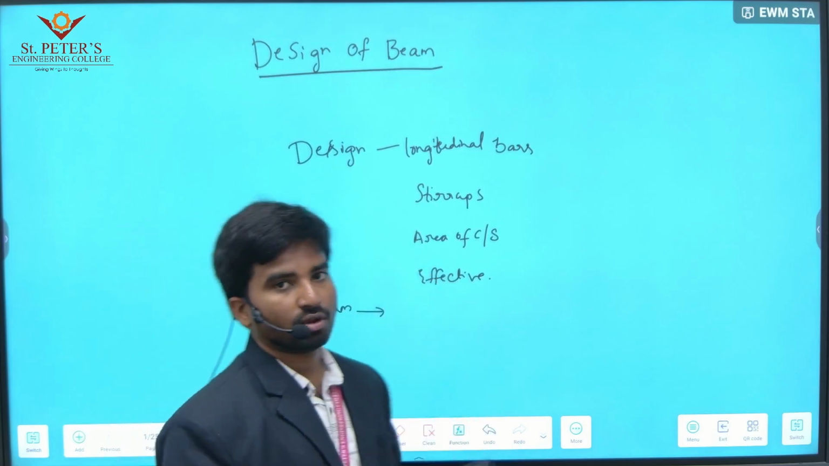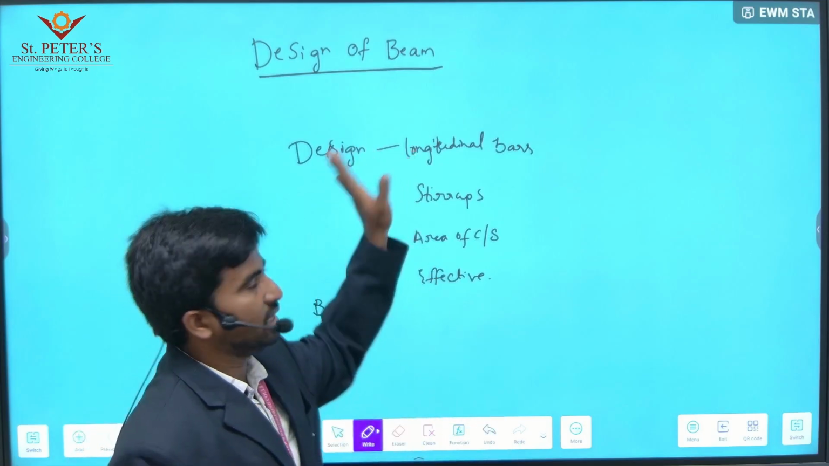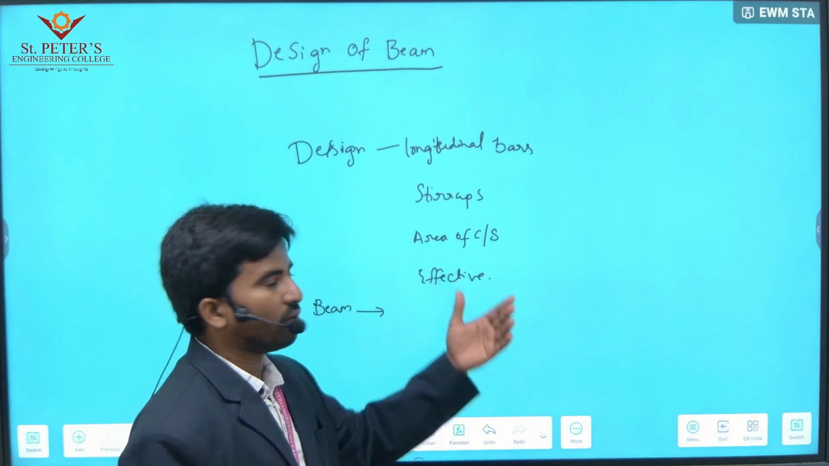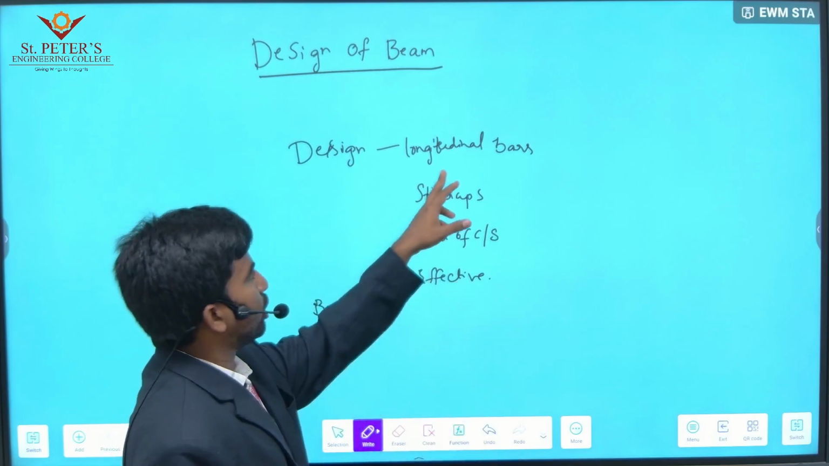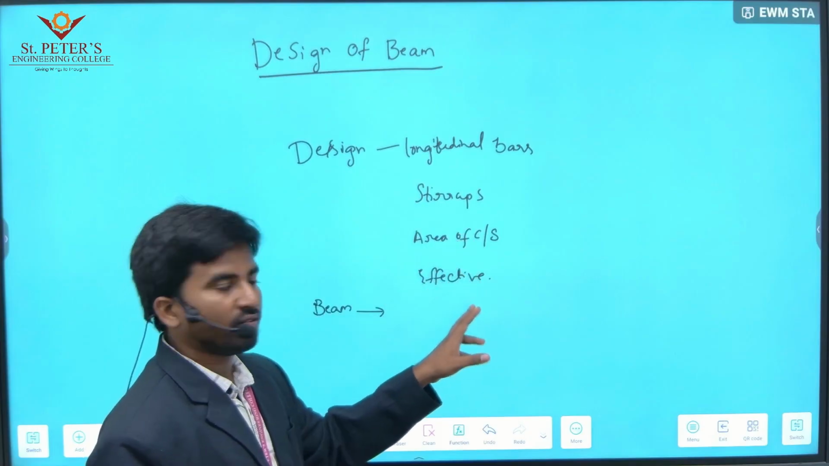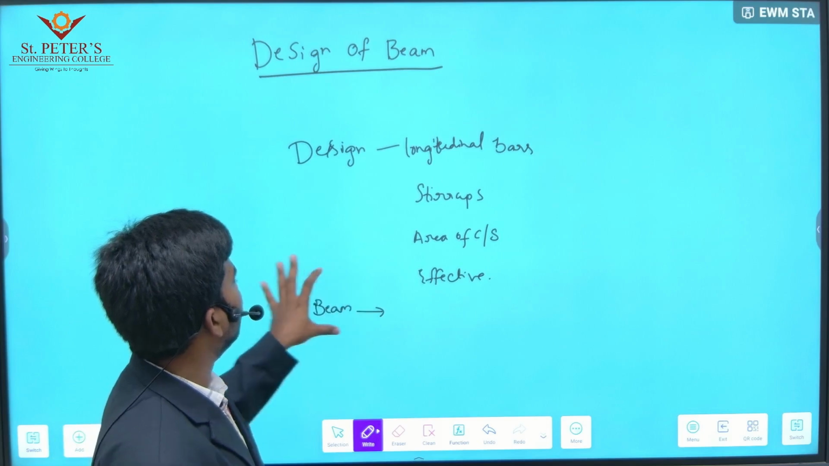So first of all, this is design of beam. Design means to calculate the number of bars, how many bars you are providing in the beam, longitudinal bars, stirrups, area of cross section, and also effective covers. So first of all, you know the beam.